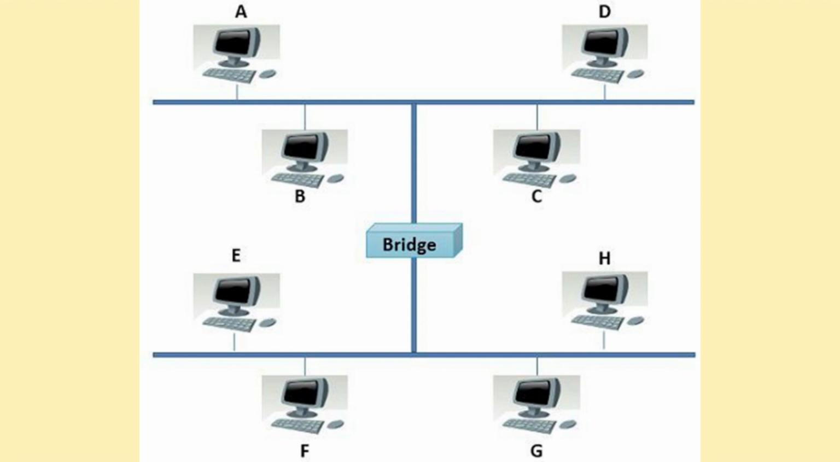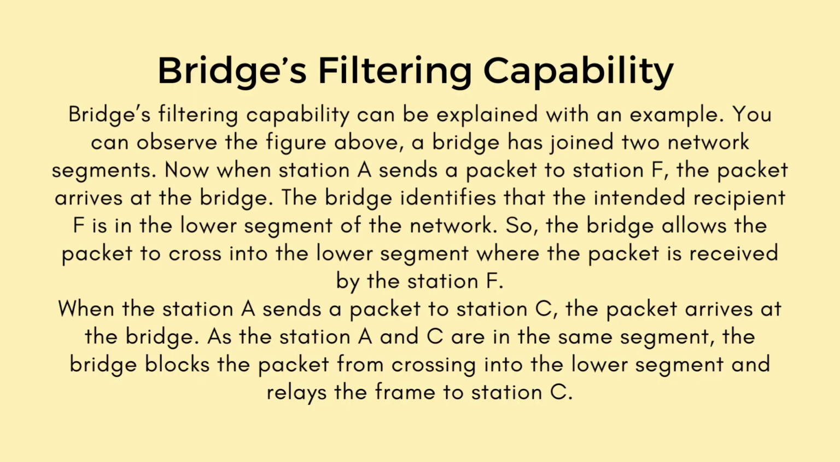When station A sends a packet to station C, the packet arrives at the bridge. As stations A and C are in the same segment, the bridge blocks the packet from crossing into the lower segment and relays the frame to station C.